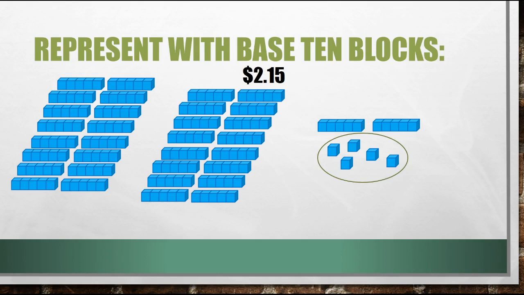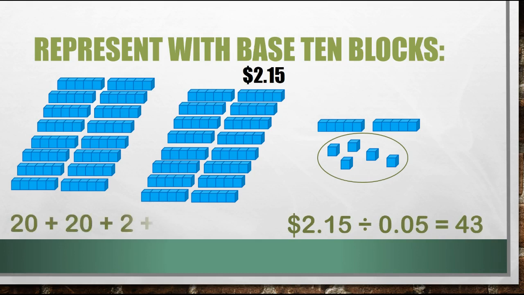Our final equation is just like the equation in the first example. We had 20 plus 20 plus 2 plus 1 is 43 groups of 500ths, so 215 divided by 500ths is 43.